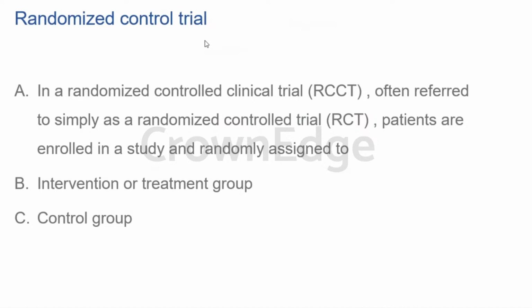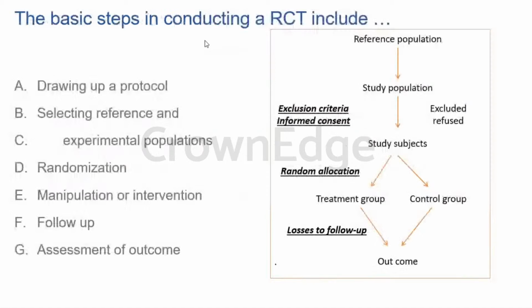In a randomized controlled trial, often referred to as RCT, the patients are enrolled in a study and randomly assigned to either a treatment group, or intervention group, or a control group. So you have two groups in a randomized controlled trial: one is the treatment or intervention group, and the other is the control group. Whatever participants are enrolling in your study, they are all being randomly assigned to one of these two groups. These are the basic steps of conducting an RCT, or a randomized controlled trial.